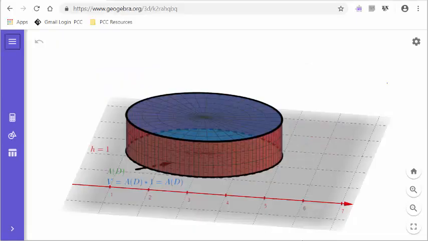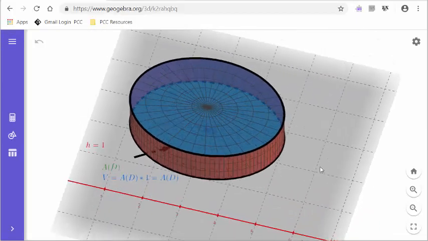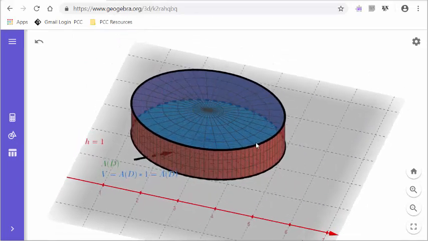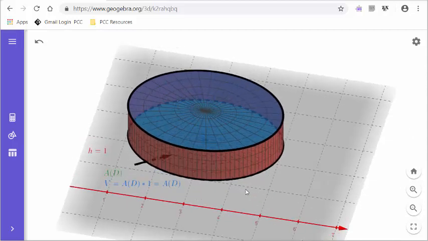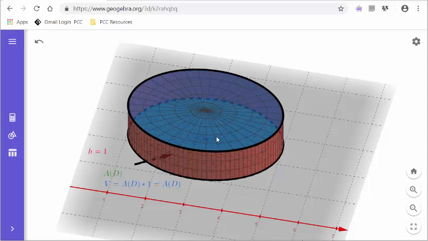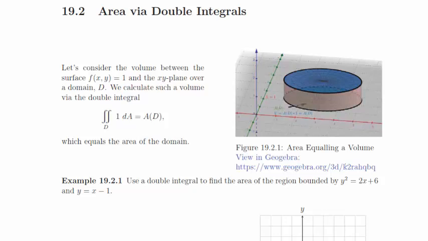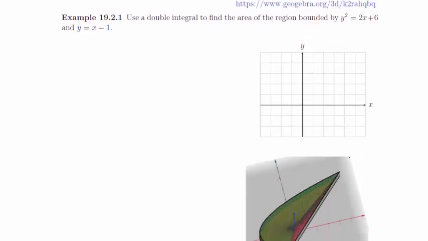Go ahead and go to this. And if we recognize that the volume is simply going to be the area of the domain times the height, which equals 1, we get that the volume equals the area of the domain times 1, which just equals the area of the domain. Now technically, if we were doing units, we would need to realize that the volume is in 3-dimensional units and the area is in 2-dimensional units, but computationally the number works out to be equal for the area and the volume. So let's go ahead and apply that in the following example, 19.2.1.